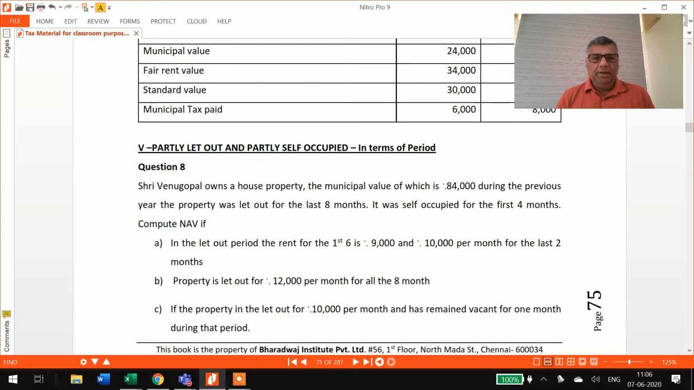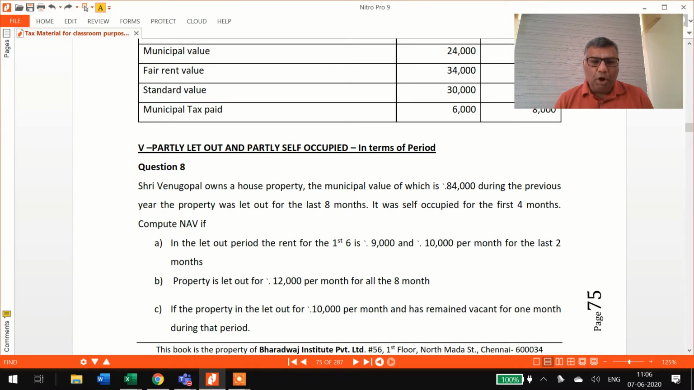Question number 8. Venugopal owns a house property. Municipal value is 84,000. During the previous year, the property was let out for 8 months and self-occupied for 4 months. Compute NAV in each of the 3 cases. Case A, in the let out period, rent for the first 6 months is 9,000 per month and 10,000 per month for the last 2 months.